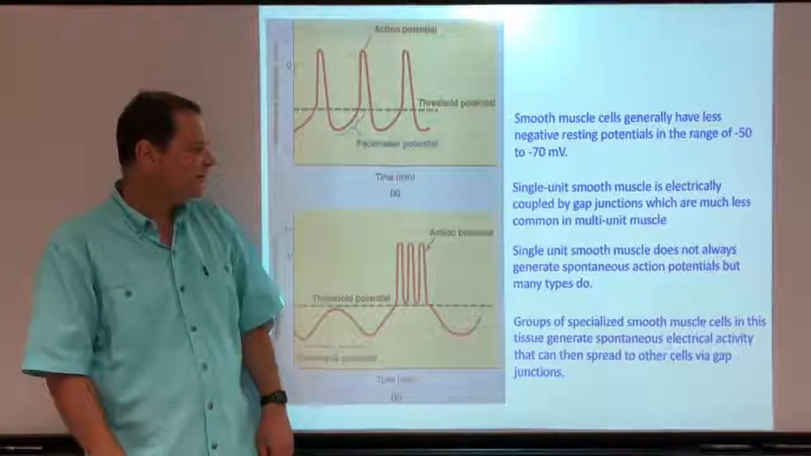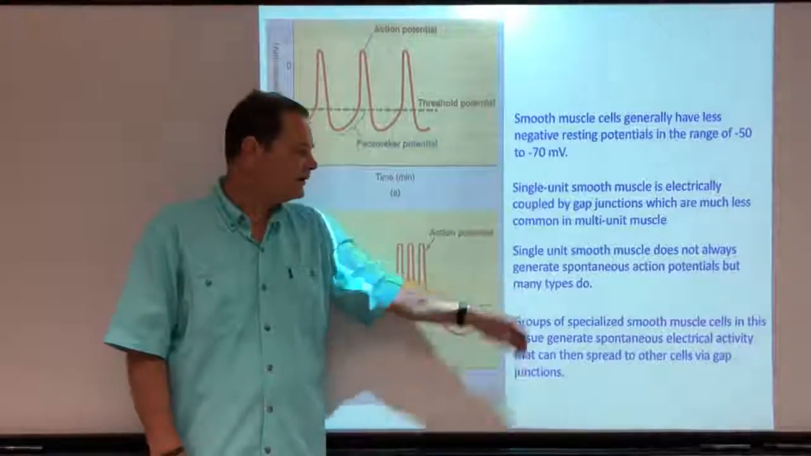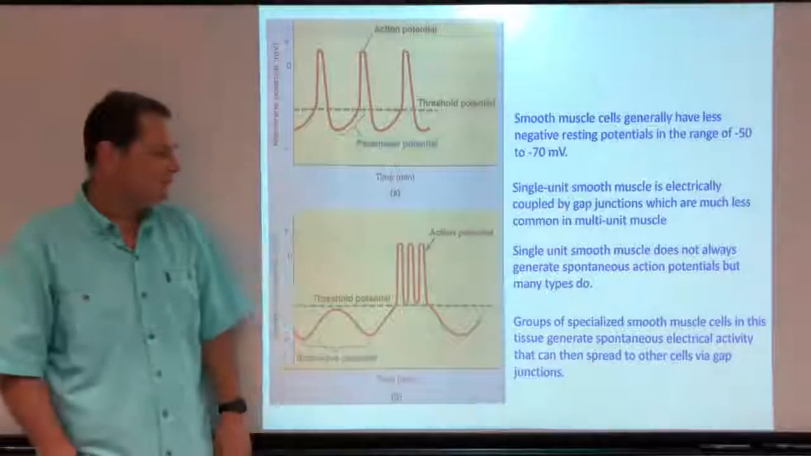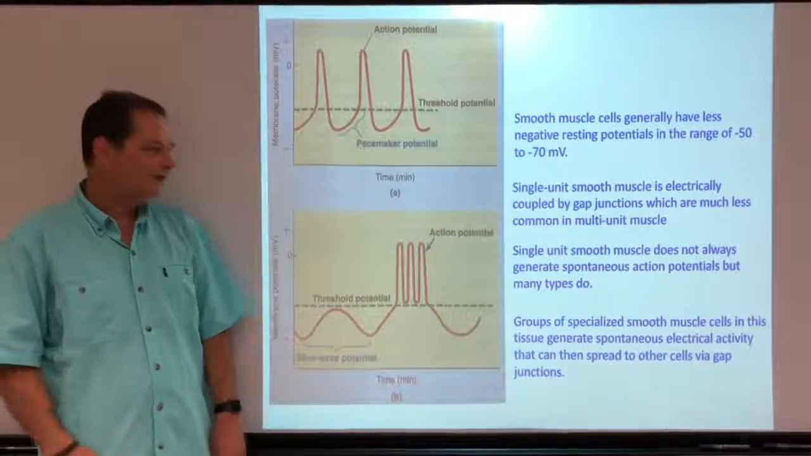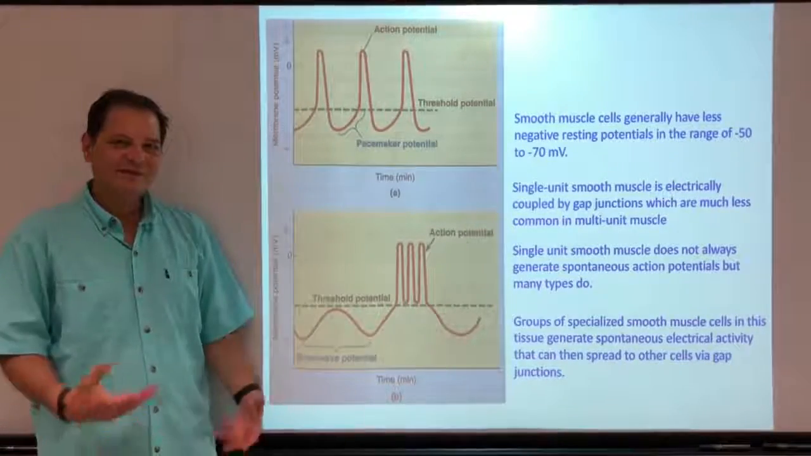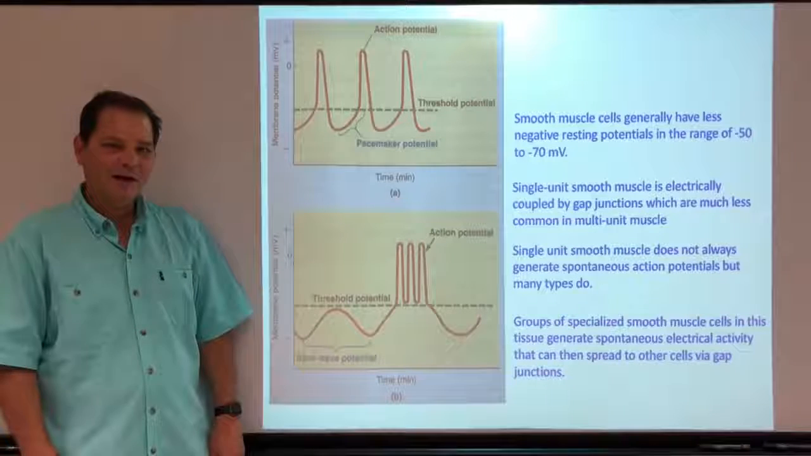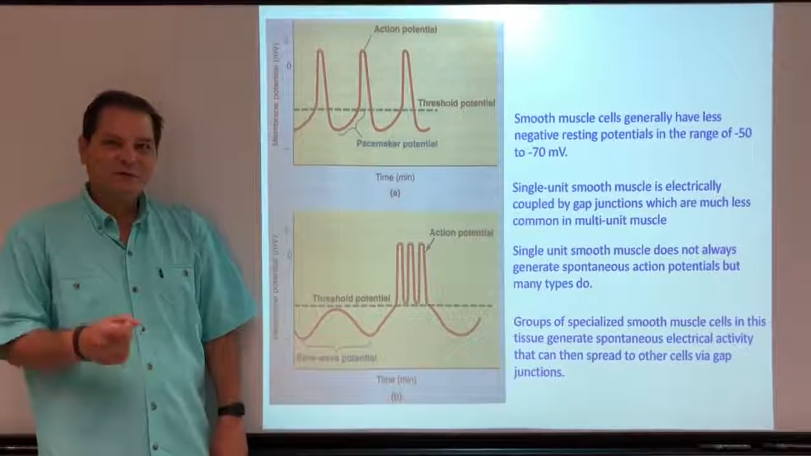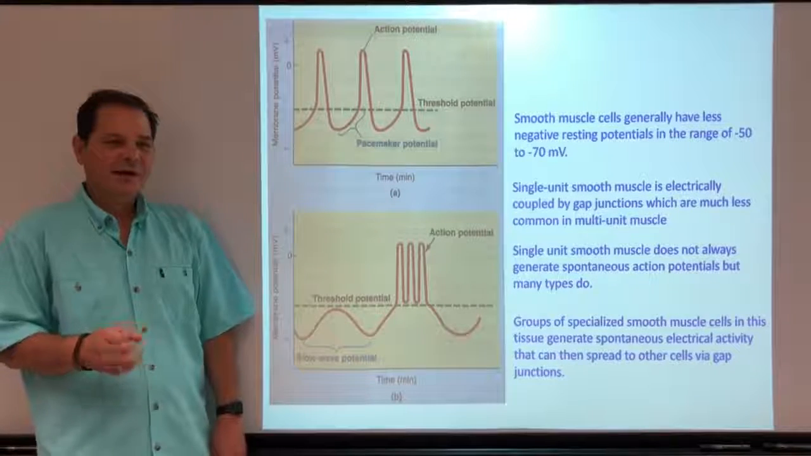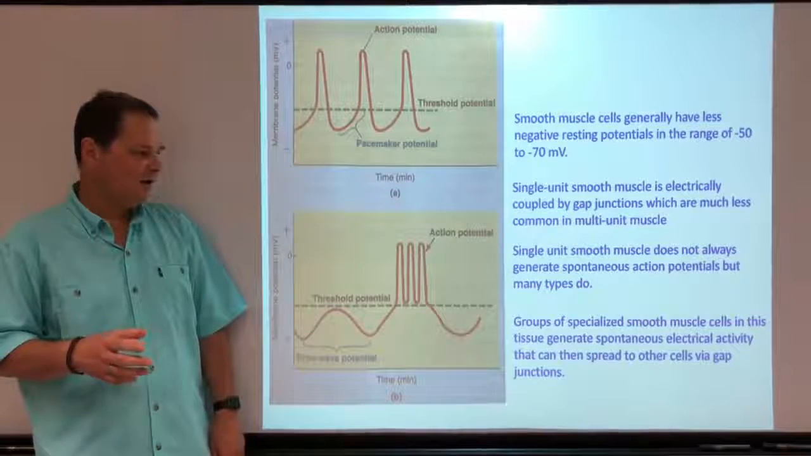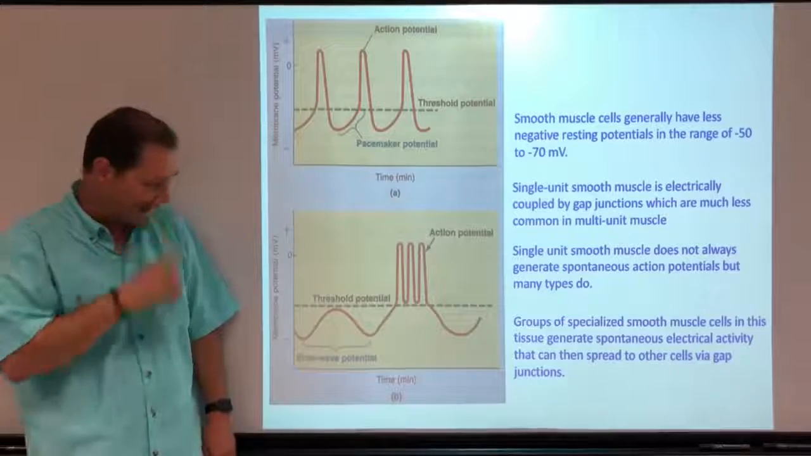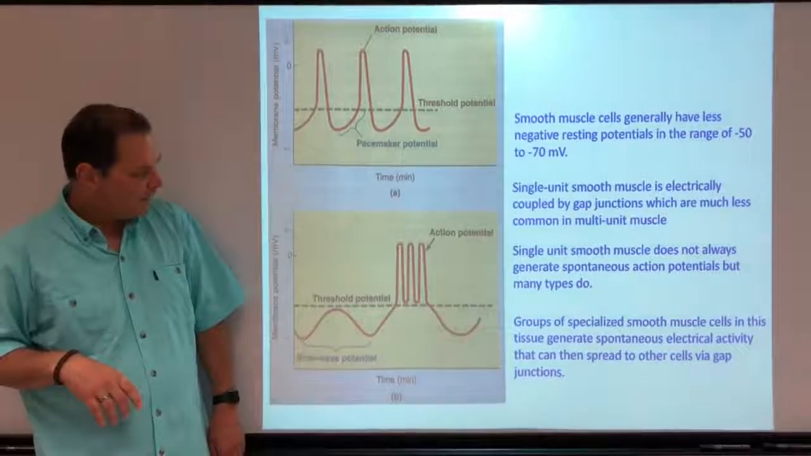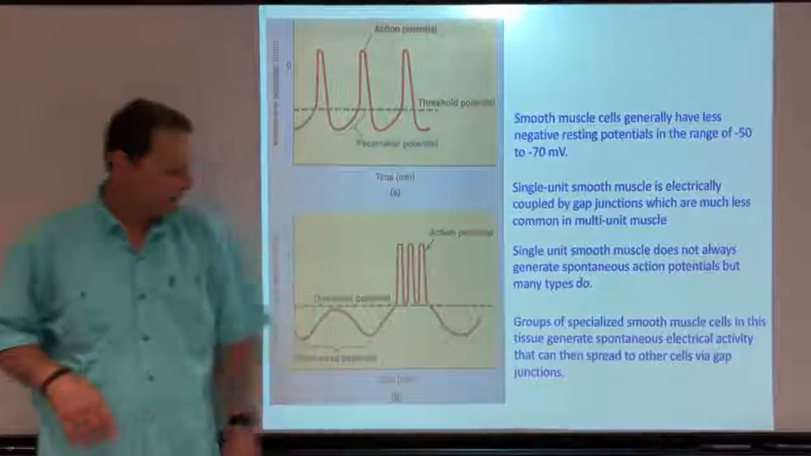Single unit smooth muscle does not always generate spontaneous action potentials, but many types do. And when they do, they act a little bit like the SA node in that respect, where you've got an area of the tissue which generates the action potentials, which cause the entire tissue to contract. And that's exactly what I said here. All right.